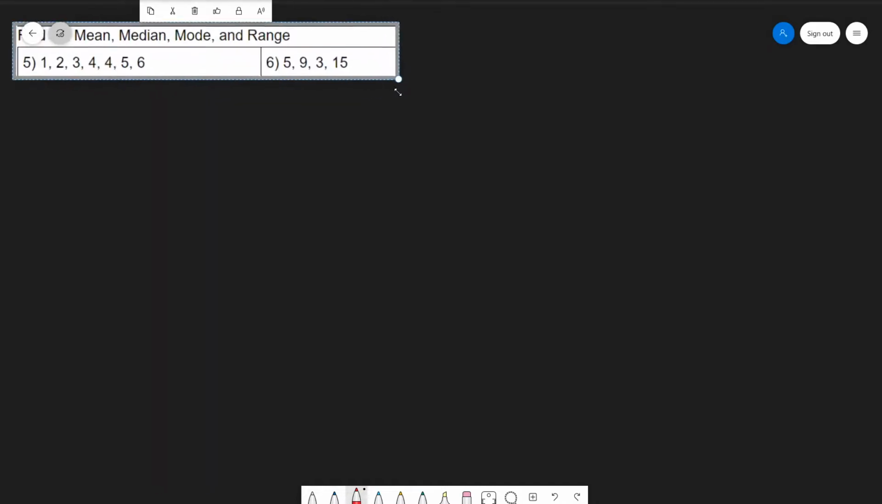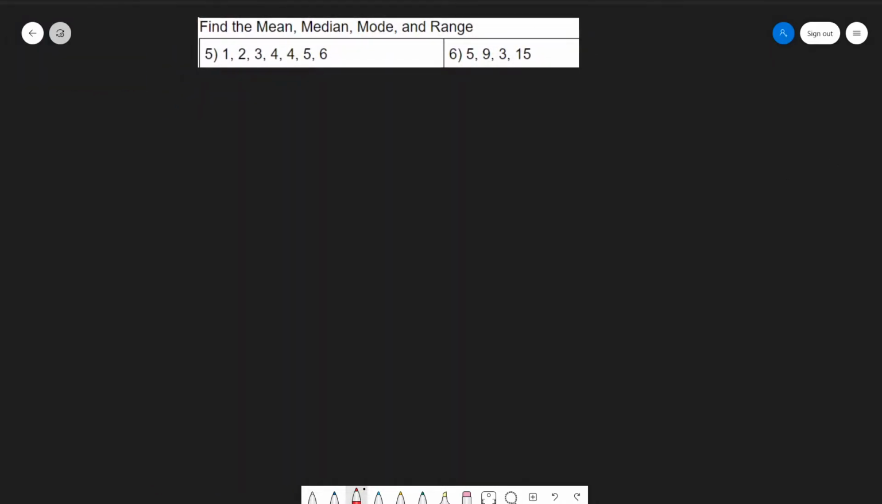Alright, let's move along to 5 and 6. Now we're going to start finding those mean, median, mode, and ranges. If you looked at the second video, where I do this a couple times for examples, that's basically what I'm going to be doing here, the same thing 6 times in a row. Well, 5, and then we're going to make our own. So I'm just going to list it out: mean, median, mode, and range.